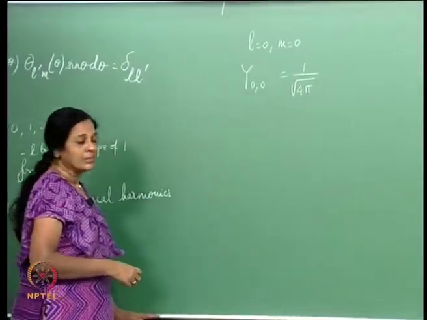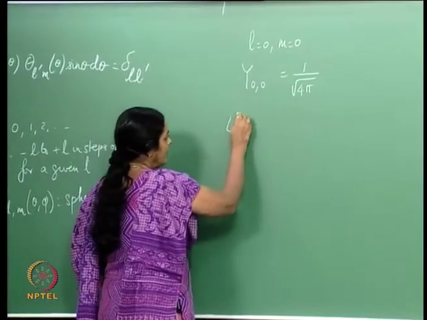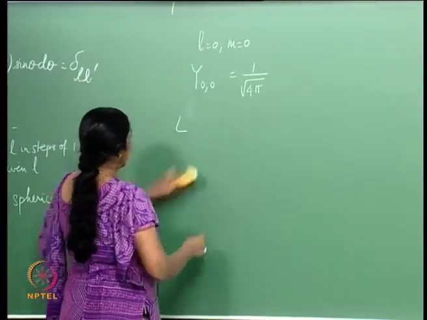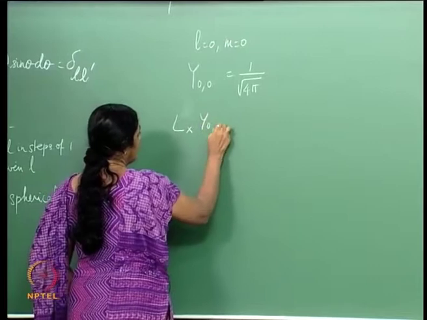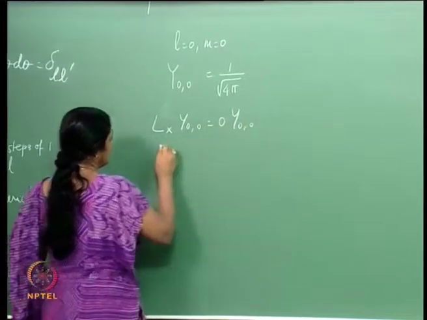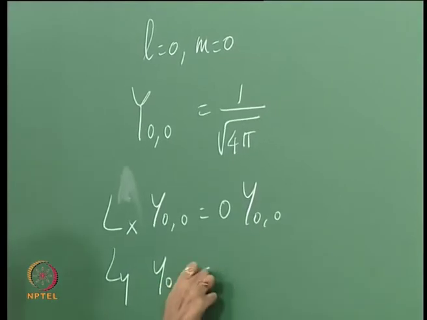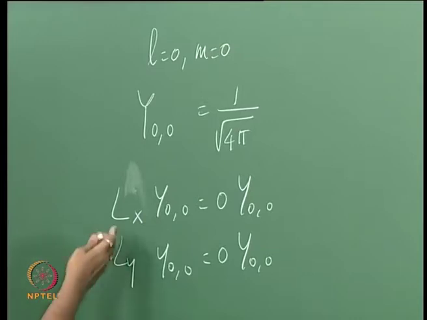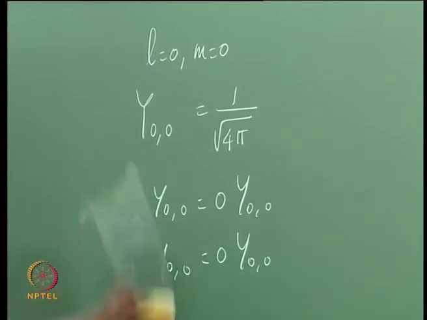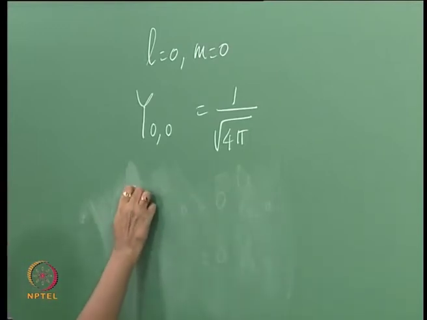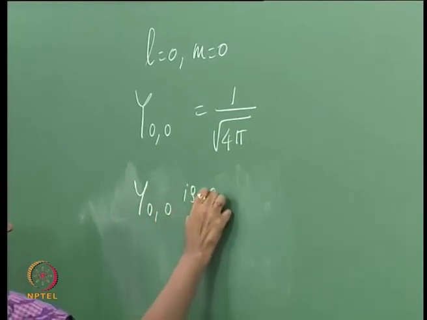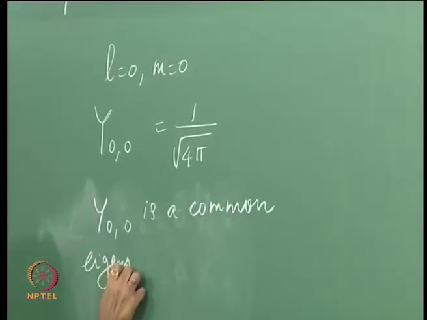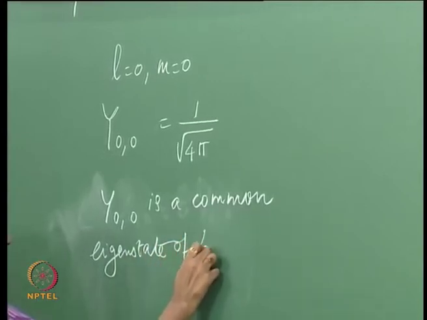This is interesting. Since it is just a constant, it is an eigenfunction of Lx, Ly and Lz. So, there is nothing to say there, because this does not even act on it, and therefore, Y_00 is a common eigenstate of Lx, Ly and Lz.